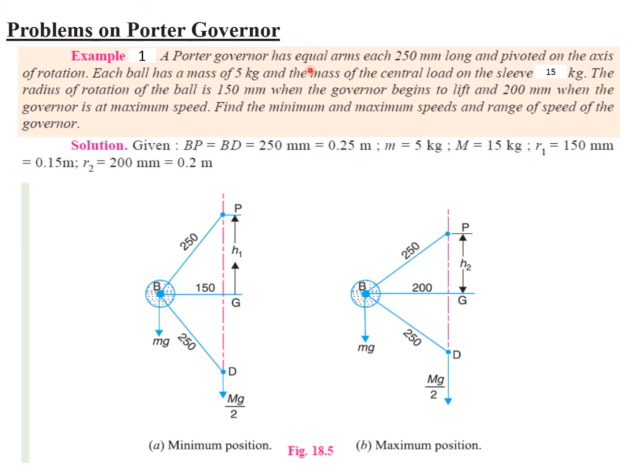A Porter Governor has equal arms, each 250 mm long and pivoted on the axis of rotation. Each ball has a mass of 5 kg and mass of the central load on the sleeve is 15 kg. The radius of rotation of the ball is 150 mm when the governor begins to lift and 200 mm when the governor is at maximum speed. Find the minimum and maximum speeds and the range of speed of governor.